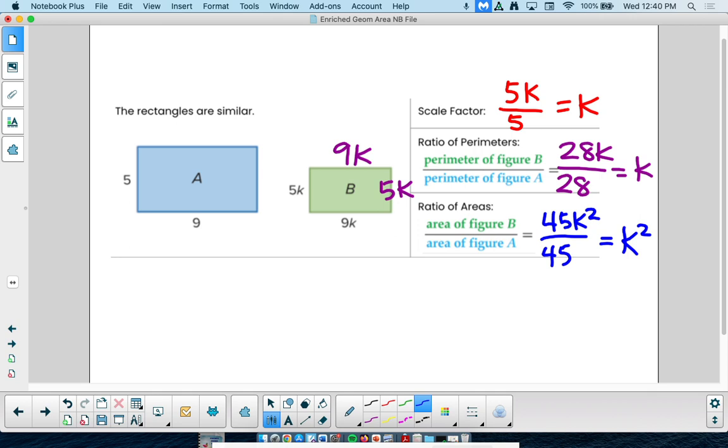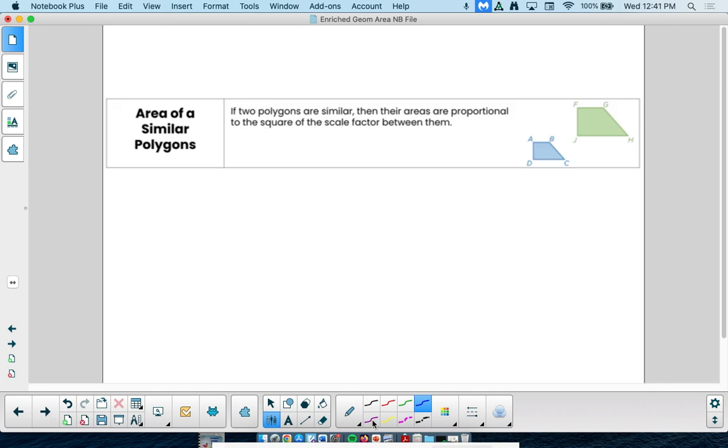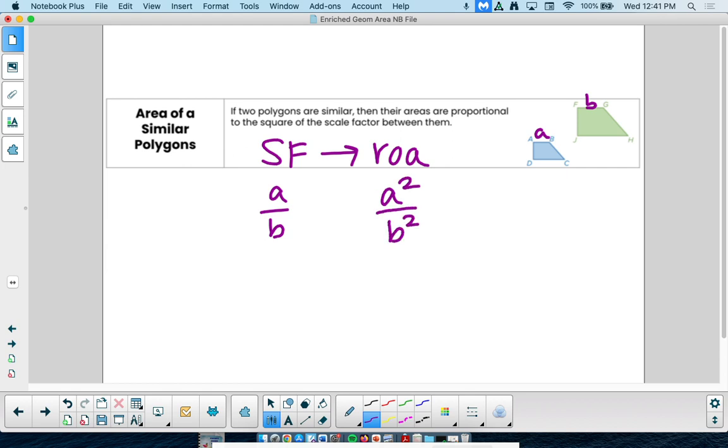If you know your scale factor of similar figures, we can find the ratio of our areas. That's how we're going to abbreviate that. So if we say this is A and that's B, and we have A over B as your scale factor, to get to the ratio of your areas, you just square it. A squared over B squared. That's what we're doing today.